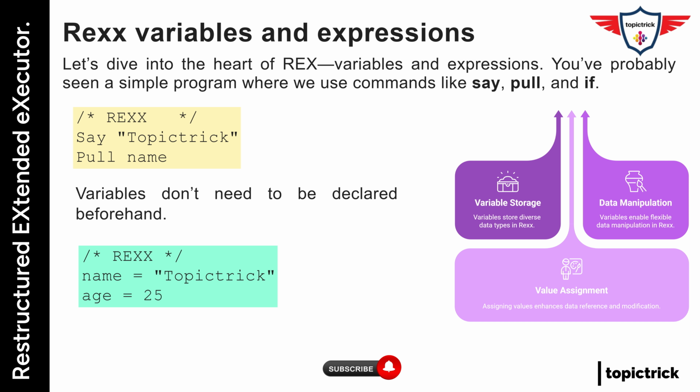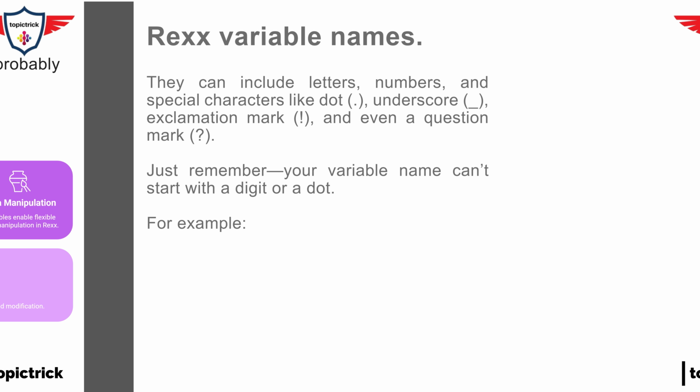Why? Because all variables in Rexx are typeless. That means Rexx stores everything as strings, and based on the content, it figures out what to do with it. If the string contains digits, you can perform math on it. If it's pure text, you treat it like a string. No worrying about integers, floats, or strings like you do in other languages. Rexx handles it smoothly.